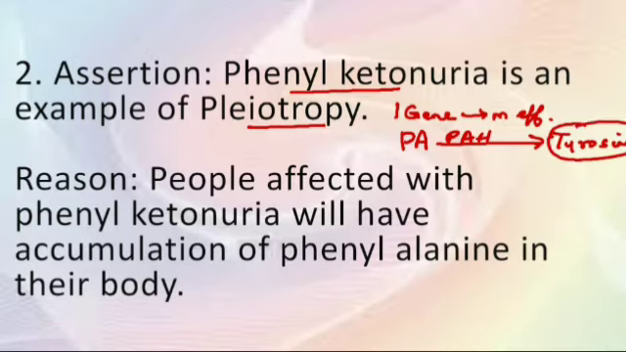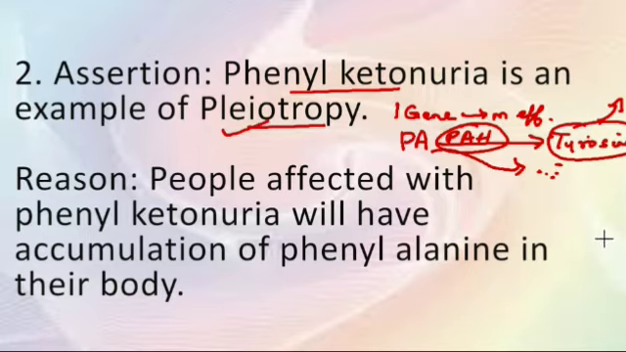So tyrosine has got certain functions in our body. Those functions will not happen. At the same time, phenylalanine gets accumulated. That will lead to certain other types of complications. So both these are actually leading to problems. So it's multiple effect by the absence of a gene for phenylalanine hydroxylase enzyme. So here we can say the assertion is correct.